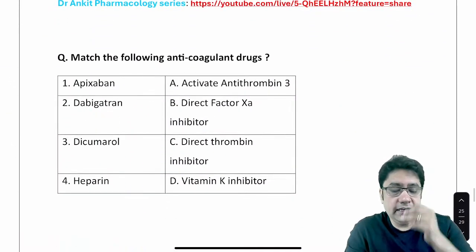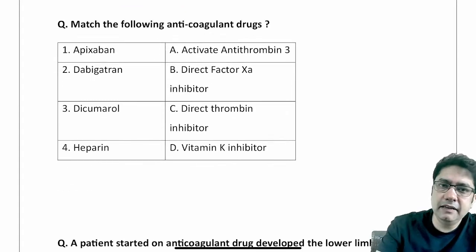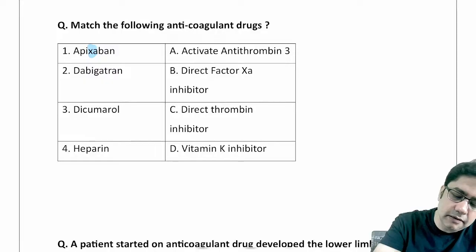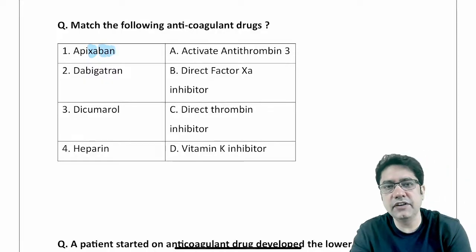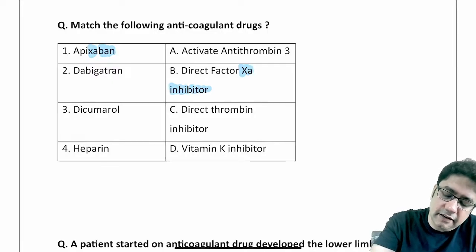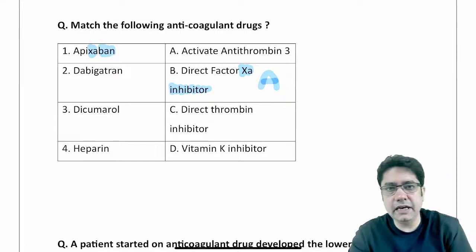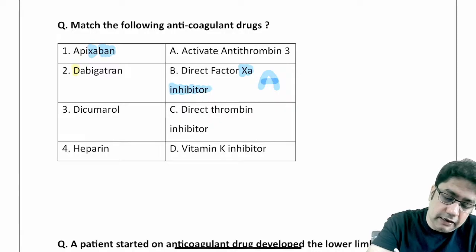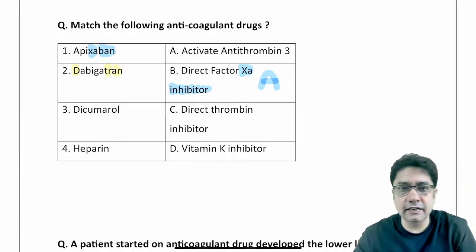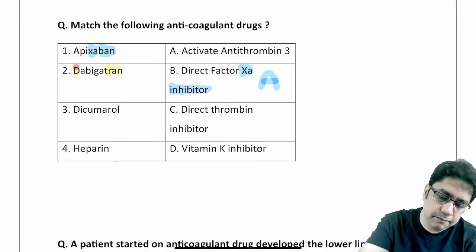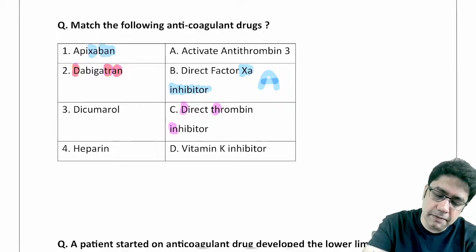So match the following anticoagulant drugs. Apixaban inhibits which coagulation factor? You can see Xaban means it will inhibit factor Xa. So the answer is A, apixaban. Dabigatran, remember D for direct, TR for thrombin, AN for antagonist. It is a direct thrombin inhibitor.